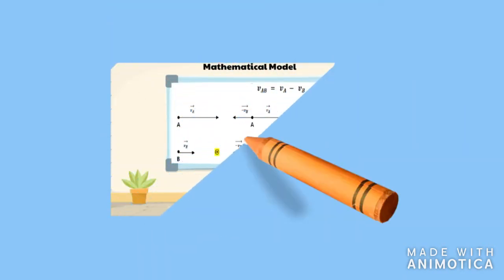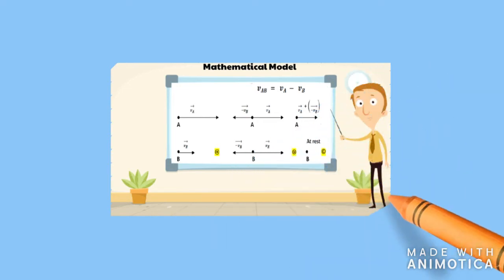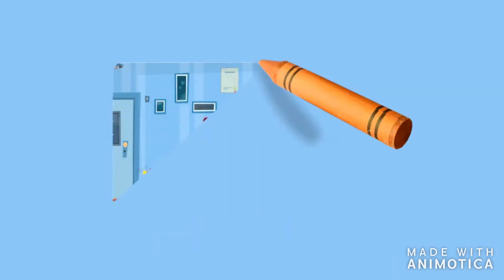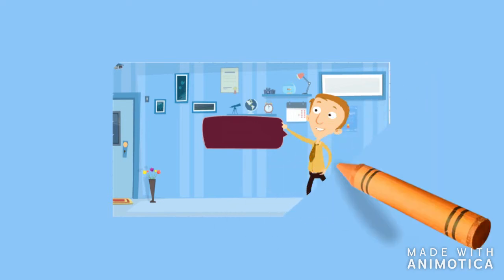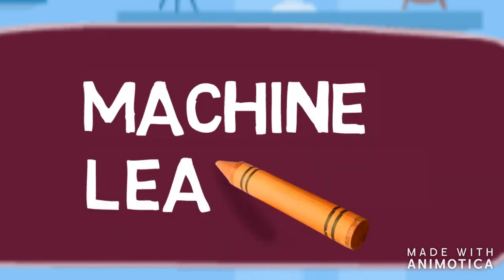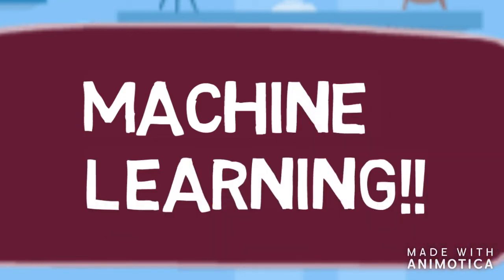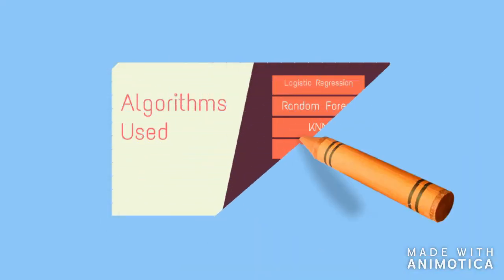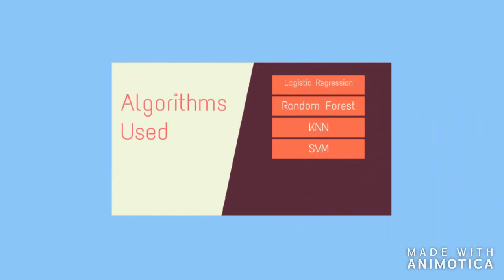Now let's dive into the mathematical model. Here's the formula for relative velocity of two objects A and B. Now comes the implementation part using machine learning. We have used several algorithms like logistic regression, random forest, KNN, and support vector machines to classify our data.